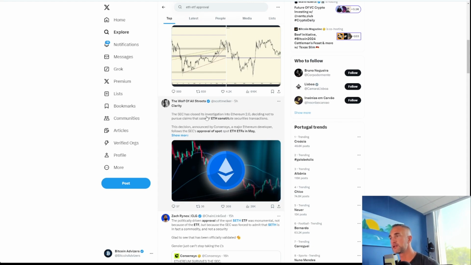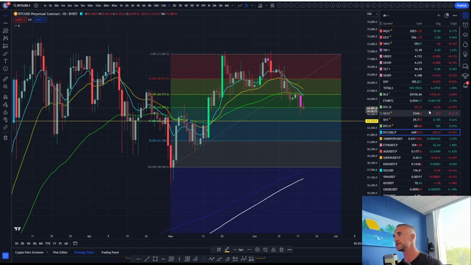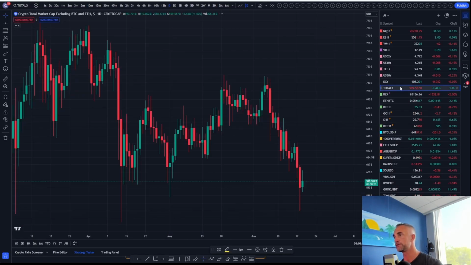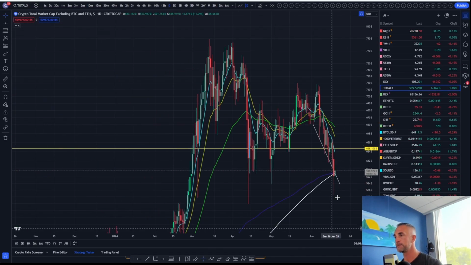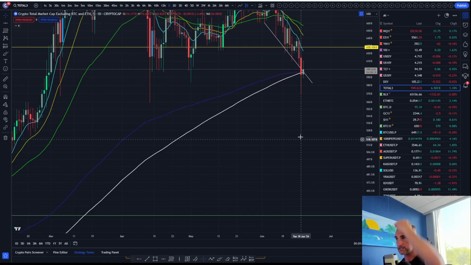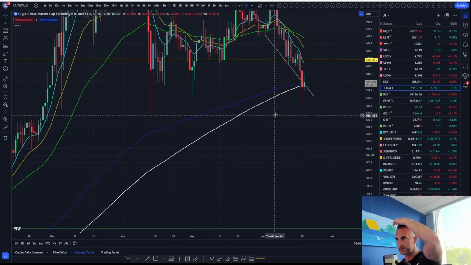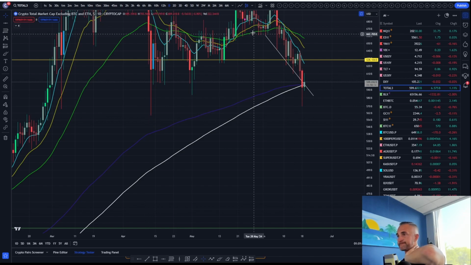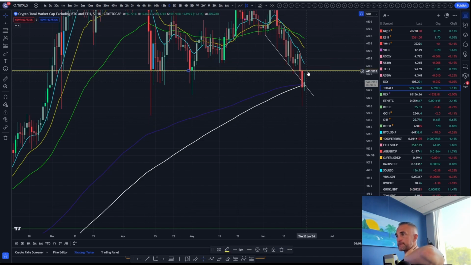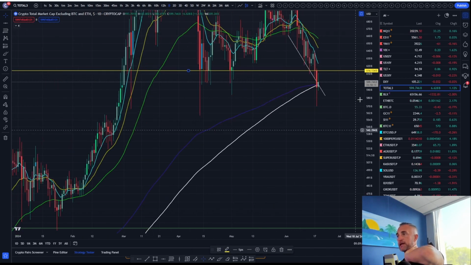So the SEC has closed its investigation into Ethereum 2.0, deciding not to pursue claims that sales of ETH can constitute a security. So very bullish for ETH in general. And you can see that in the Total 3 capitulation. Is this a capitulation candle? Is the question. Some are saying so. Wow, really easy line in the sand.